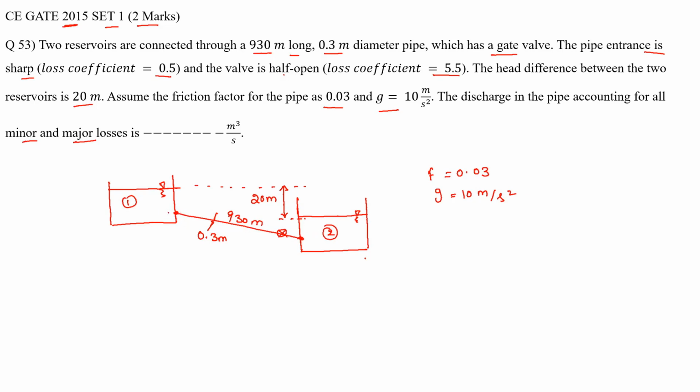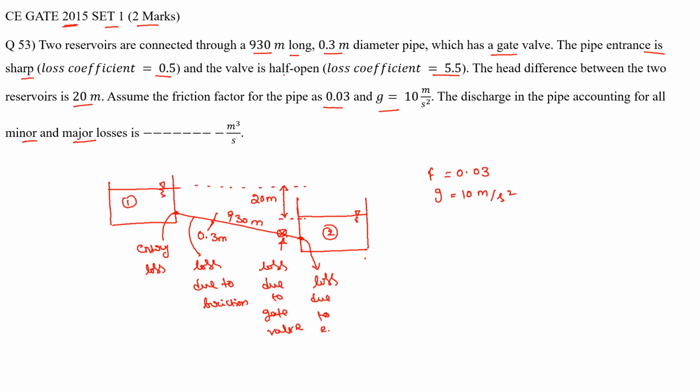You can volunteer here. So entrance loss, entry loss, correct. Then friction loss, and then the valve. At the gate valve there will be one loss, the loss due to the gate valve. And the exit loss. Correct, good, loss due to exit.